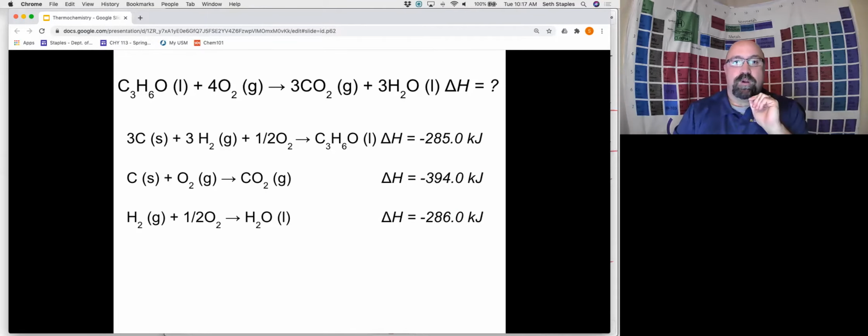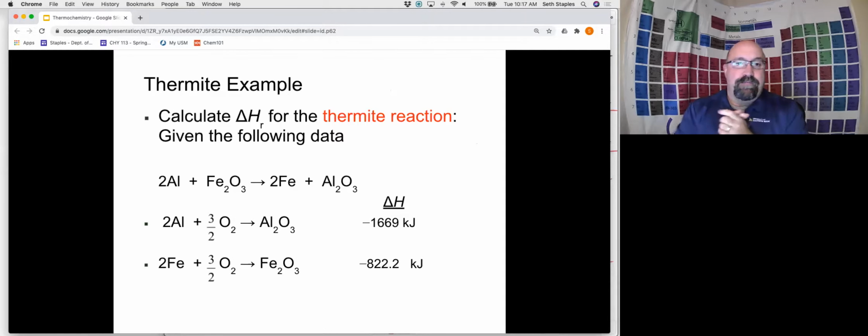And one more for you to work on your own. Here we have the reaction of thermite, very fun, very energetic reaction. So we have our target equation at the top. We have our 2 given bits of information. And so again, pause the video now and work through this problem. And hopefully you got negative 847.6 kilojoules.